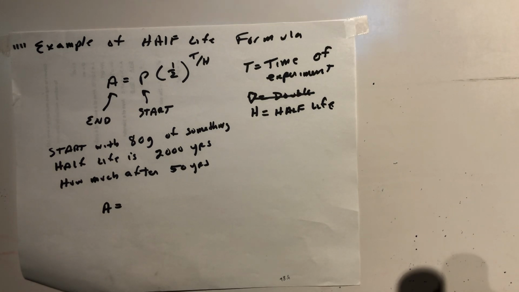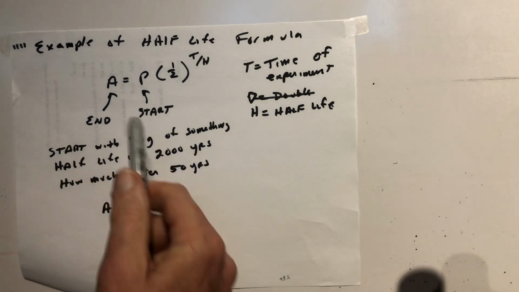I know some things disappear real quick. Sometimes in the lab they'll do an experiment and something will be created and the half-life might be like 2 seconds. And pretty soon it's all gone. All right, so this is our formula. So let's make up a problem.